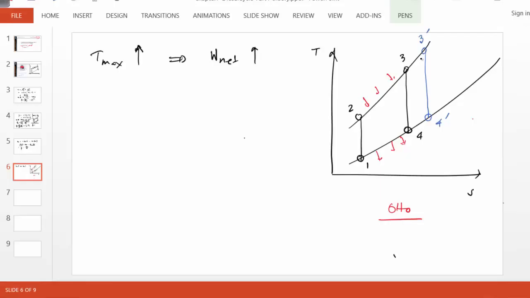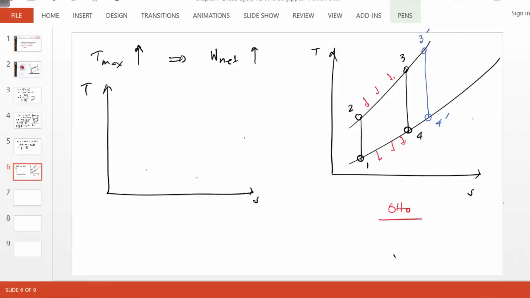What about the efficiency? Well, that becomes a little bit tricky. How do you figure out the efficiency without really solving the problem? How can you graphically conclude what happens to the efficiency? One way is to think of what an equivalent Carnot cycle would look like. We know that we can take a lot of lessons from a Carnot cycle.